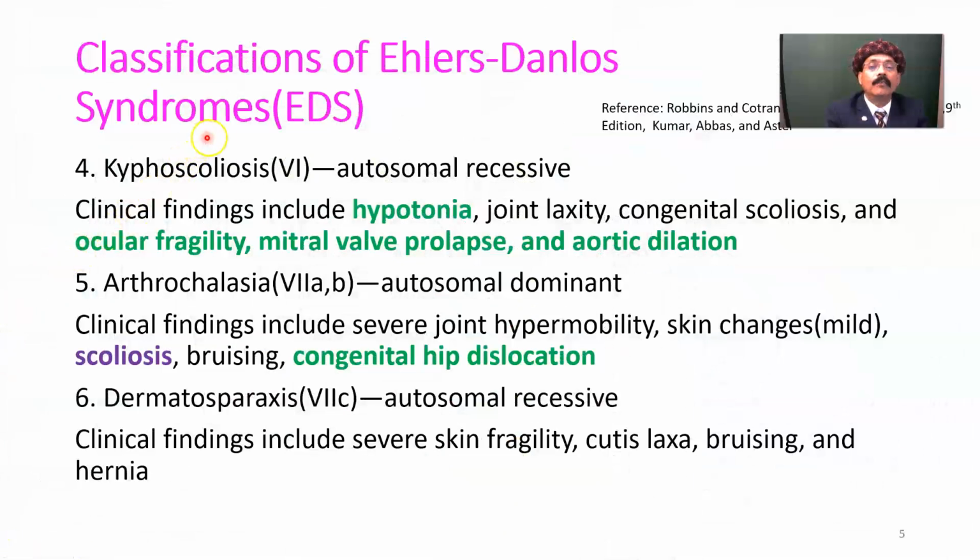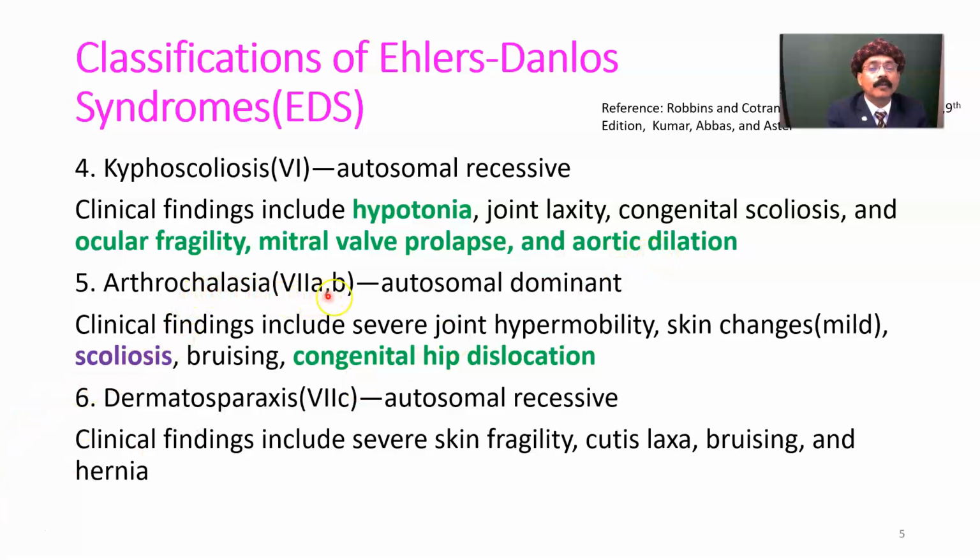Ehlers-Danlos syndrome. Here, kyphoscoliosis type. So the vertebral column may be curved forward, may be laterally bended. Autosomal recessive. Clinical findings include hypotonia of the muscles, joint laxity, congenital scoliosis, that is the lateral bending of the vertebral column, and ocular fragility. There may be rupture of the cornea. There may be retinal detachment, mitral valve prolapse, and aortic dilatation. That means aortic aneurysm. Even dissecting aneurysm of the aorta is also possible.